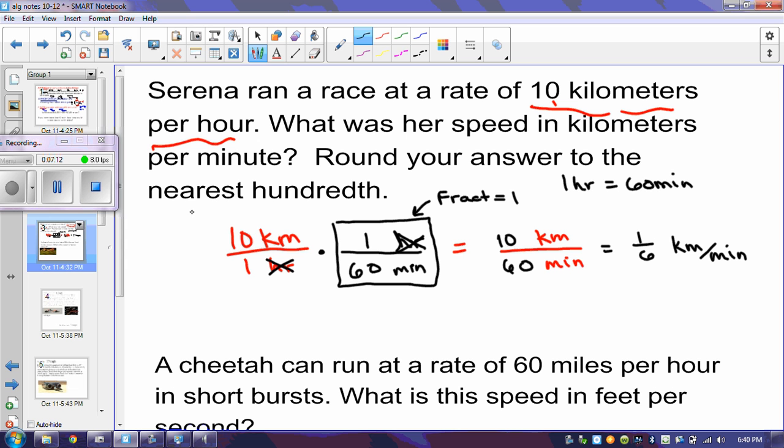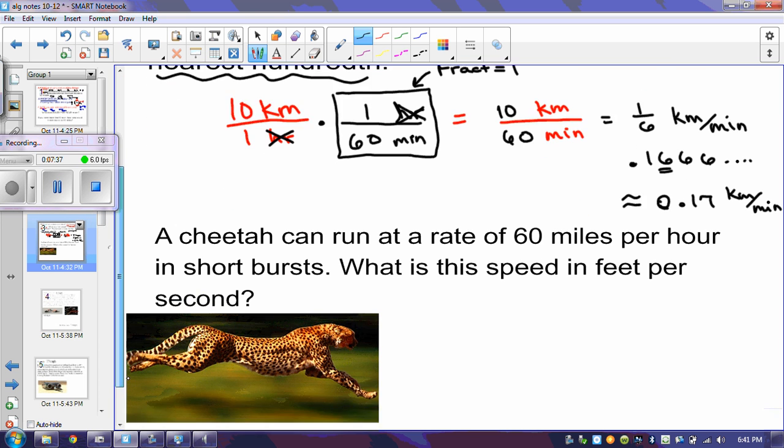Now, my instructions did tell me to round to the nearest hundredth. So when I divide this, I get 0.1666 repeating. And so rounding to the nearest hundredth, which is this place, gives me approximately 0.17 kilometers per minute, or in other words, 17 hundredths of a kilometer per minute. That would be her speed in kilometers per minute. Let's look at another example.